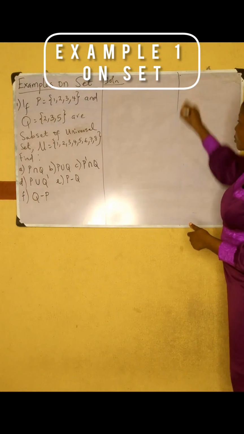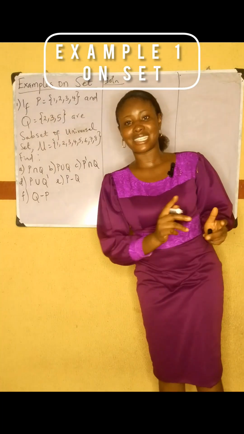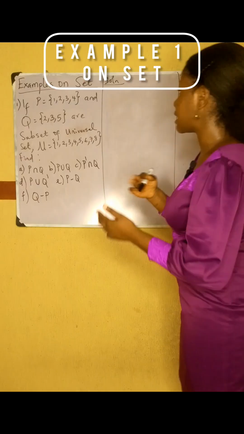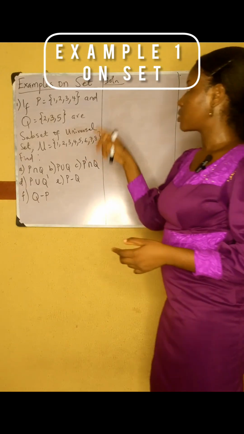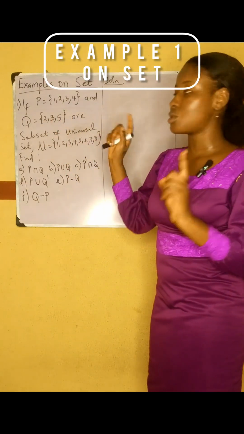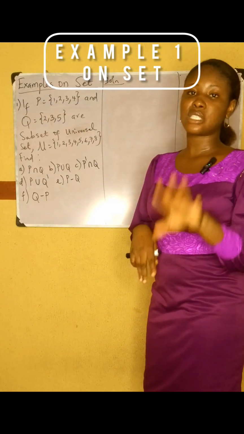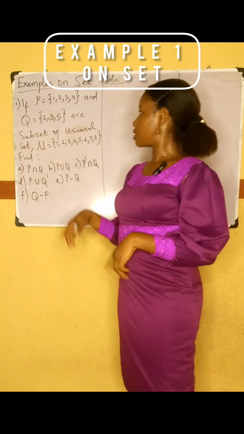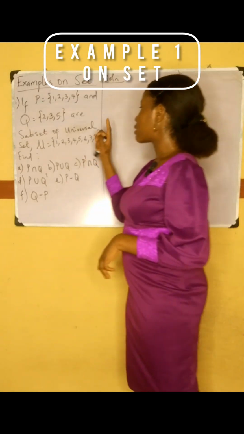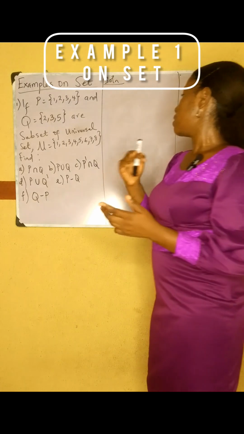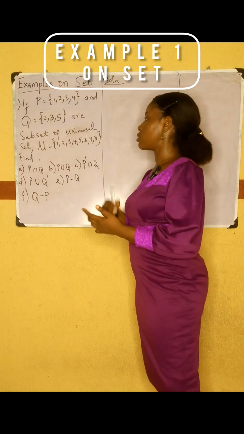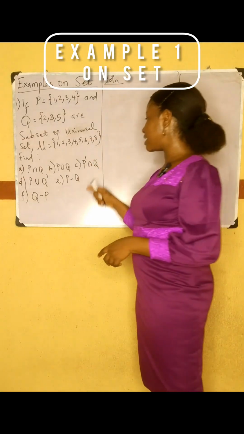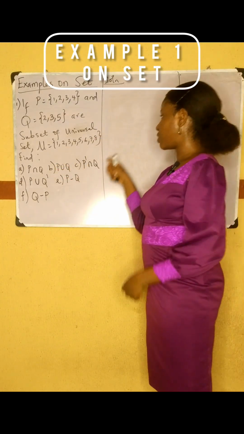We want to be able to solve this first example on sets. This is a very beautiful example. It says if P, which is a set containing 1, 2, 3, 4, so P has 4 elements, and Q, a set containing 3 elements, 2, 3, and 5, are subsets of the universal set U, which is 1, 2, 3, 4, 5, 6, 7, 8. They are subsets of the universal set, meaning that their elements are gotten from the universal set.